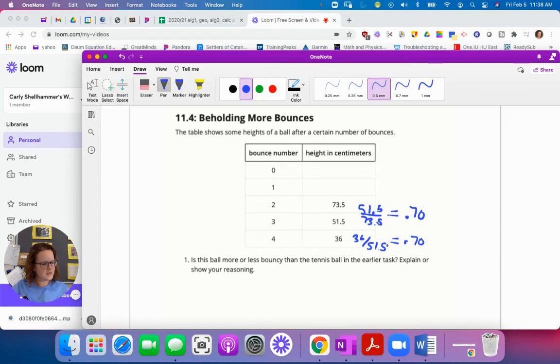So is this more bouncy or less bouncy? Well, our factor is bigger, so we are definitely more bouncy because the factor is 0.7, which is greater than the 0.52 of the tennis ball.